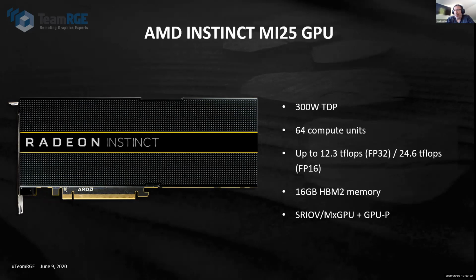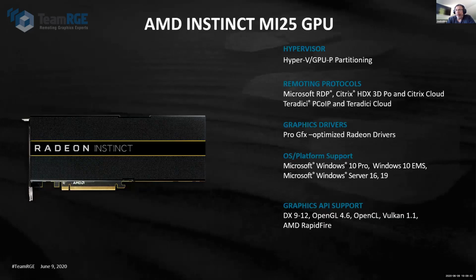GPU that we offer in that space is SR-IOV. MxGPU is the technology behind how we do our virtualization. GPU-P is basically the GPU partitioning that Microsoft has integrated in Azure with Hyper-V that does the physical splitting up of the GPU.